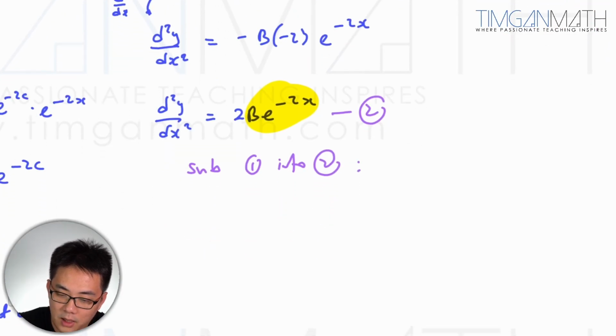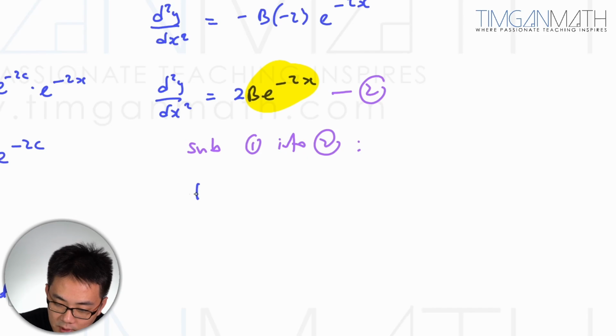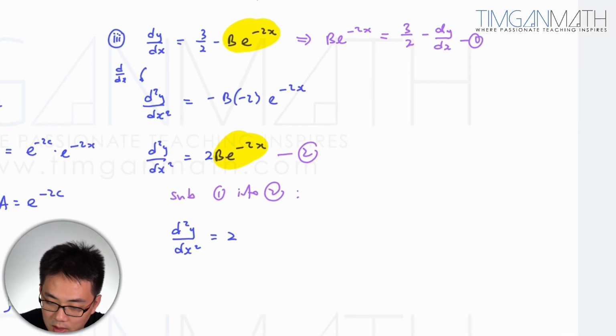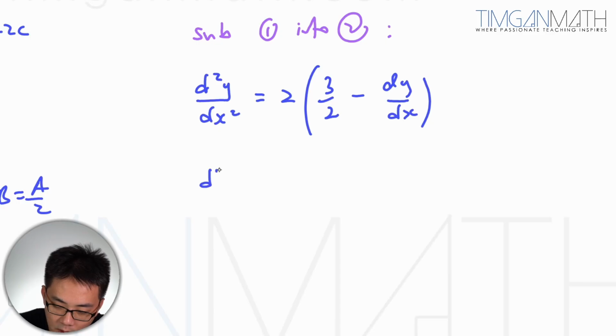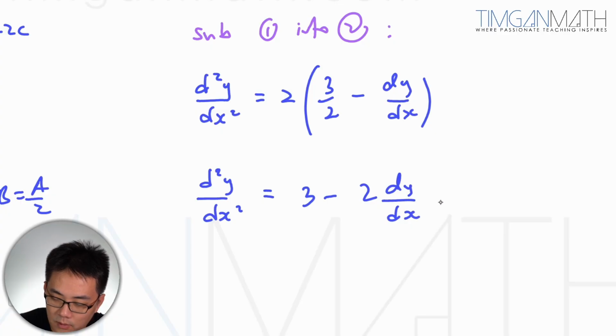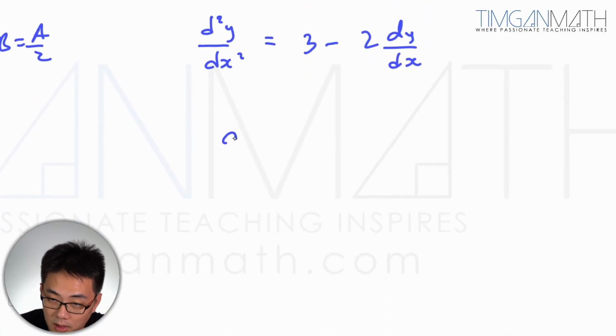Okay, that will be our expression: d squared y over dx squared, minus 3 over 2 dy/dx. That's pretty okay. Once this is done, we get this function here as 3 minus 2 dy/dx. So a equals negative 2 and b equals 3.